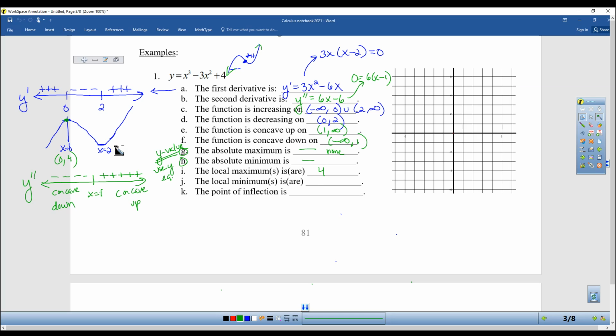And the local minimum, if I plug a 2 into this equation, then I get 2 cubed is 8, plus 4 is 12. 12 minus 12 is 0. So 0. So this graph is going to go up to 0, 4, 2, 0. So it's going to look something like this.